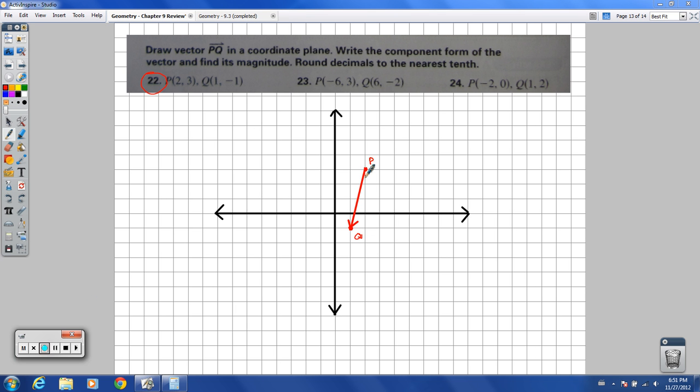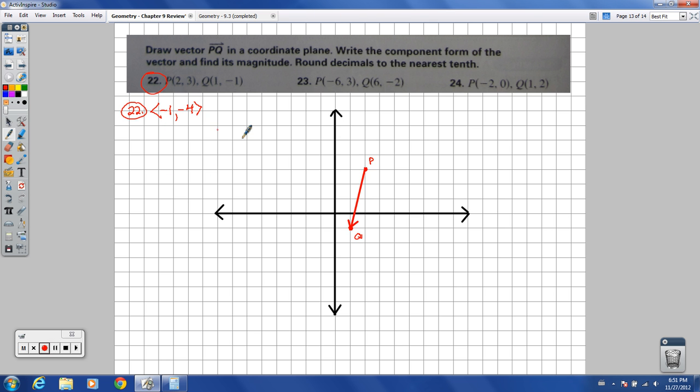So the component form of the vector, we're just saying what's the change in the x values from P to Q, and what's the change in the y value from P to Q. We're going to the left 1, that's a negative 1, and we're going down 4, that's a negative 4. So for 22, the component form of the vector would be negative 1 for your x component, and negative 4 for your y component.